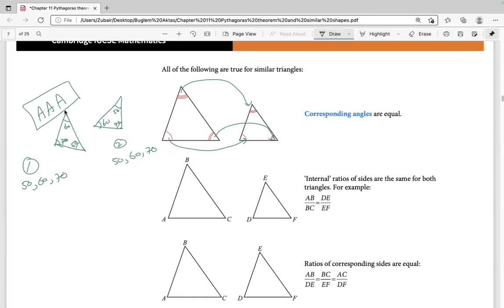Have you done this topic before? No. Okay. I've done Pythagoras theorem, but I've not done the similar triangles.